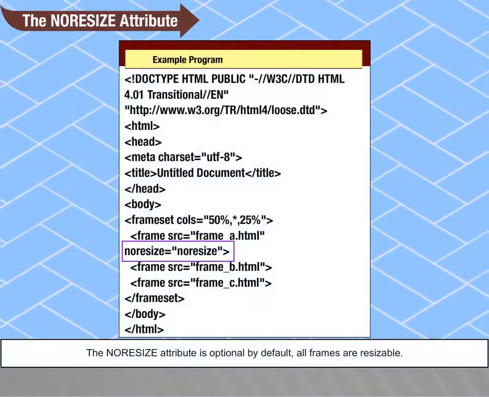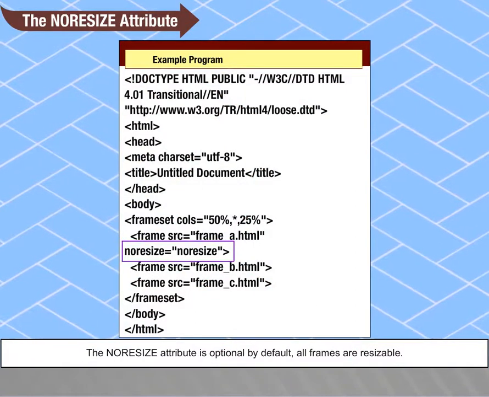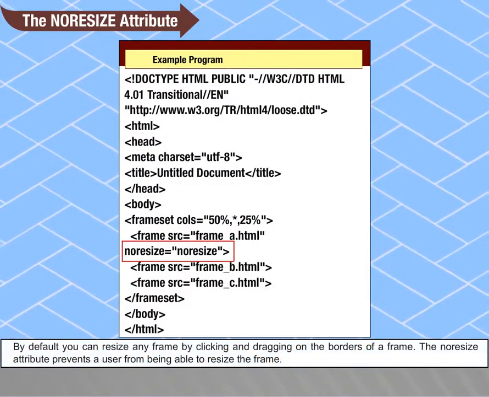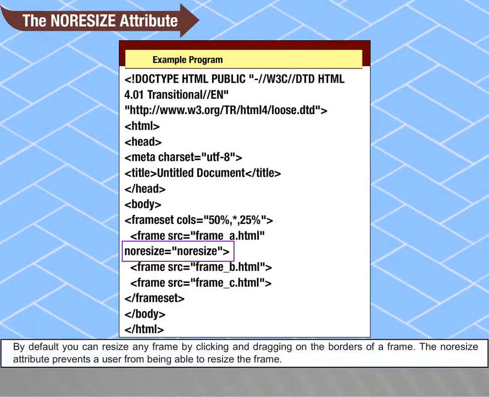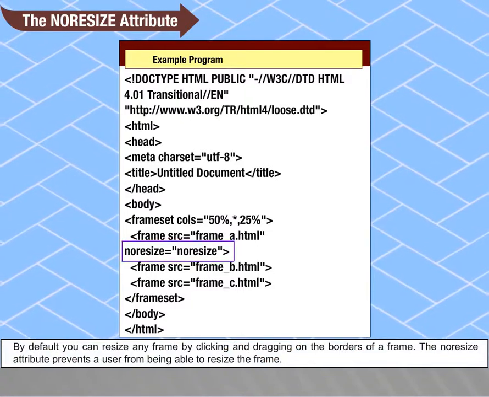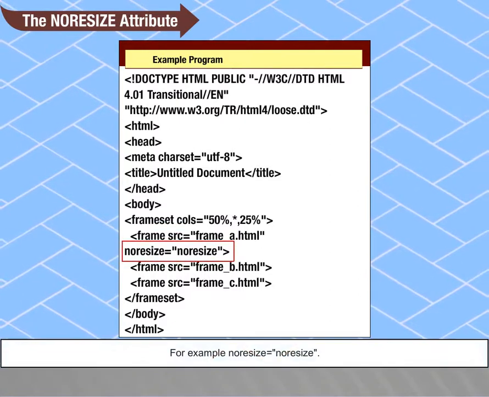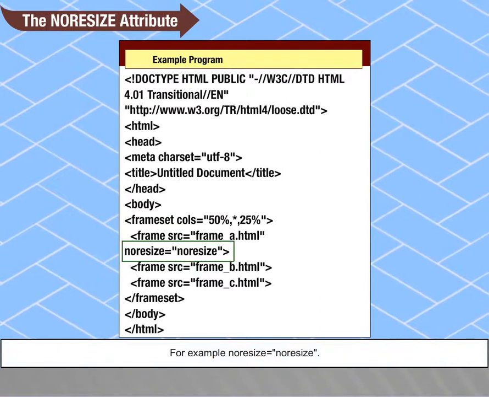The noresize attribute is optional. By default, all frames are resizable. By default, you can resize any frame by clicking and dragging on the borders of a frame. The noresize attribute prevents a user from being able to resize the frame. For example, noresize equals noresize.